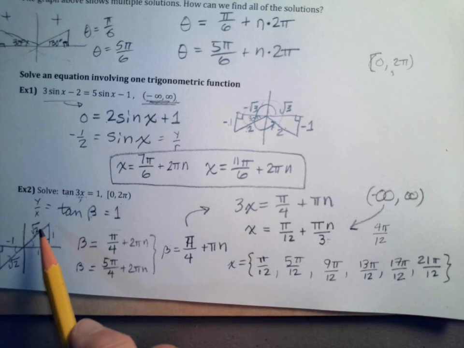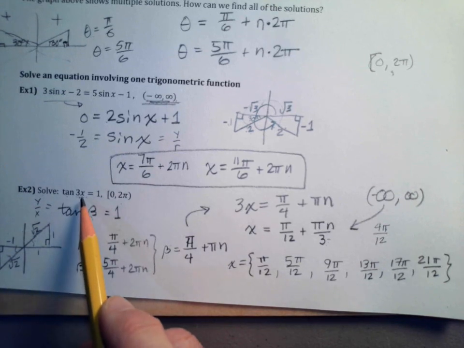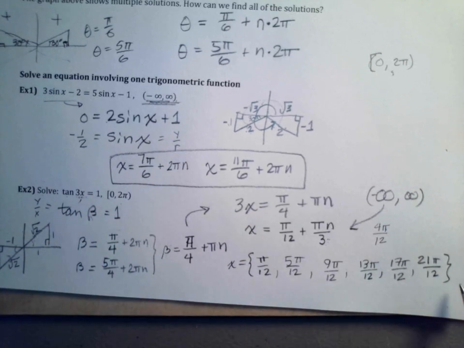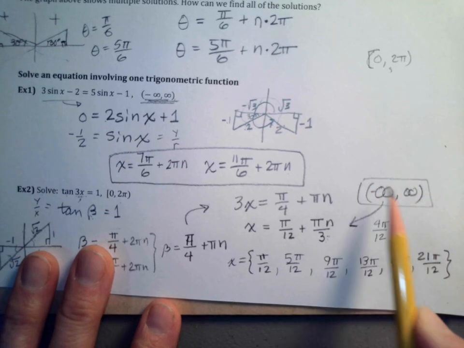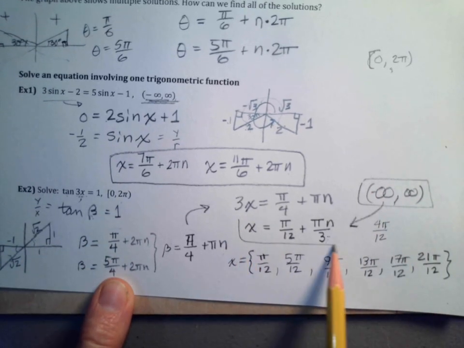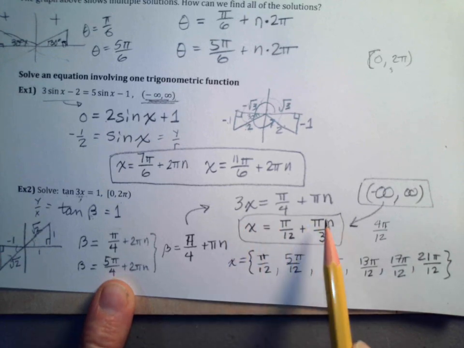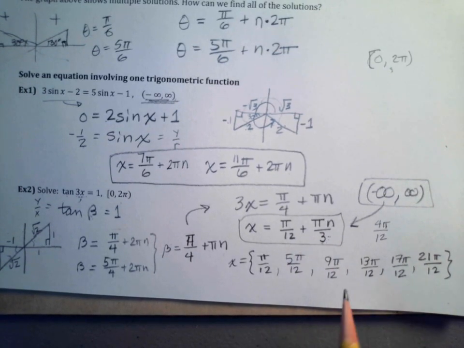So, before we would have 2 solutions. If it was just the beta, we had 2 solutions. Now we're getting 3 times the solutions, so we get 6. Okay? And again, if we were asking you to solve it for all real answers, then we would just leave it as plus pi n over 3. We would add that to it.